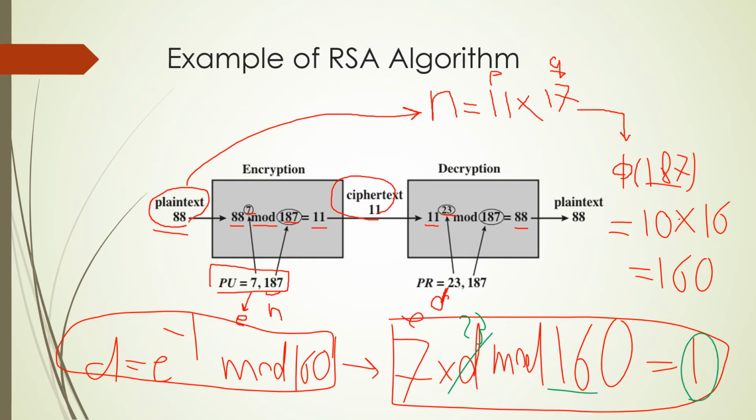That's why we say D is equal to E inverse. Although we call it E inverse, it's not going to be a non-integer value. It's not going to be a fractional value. The definition is basically that if you multiply E and D, its remainder is going to be 1 when you divide it by the totient of n, which is in this case 160.